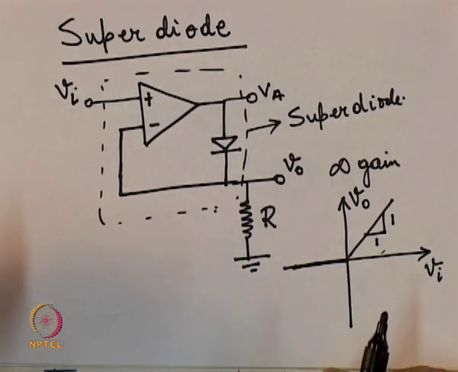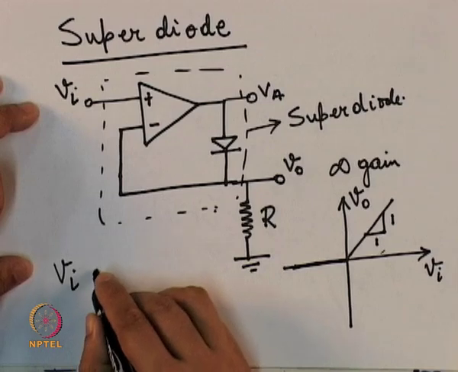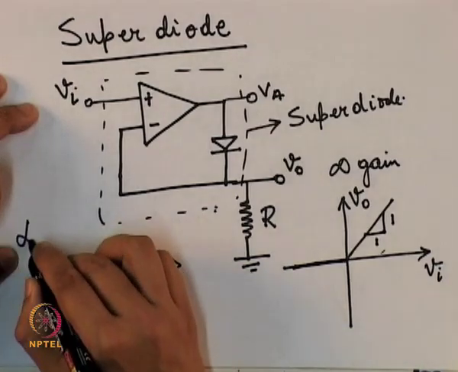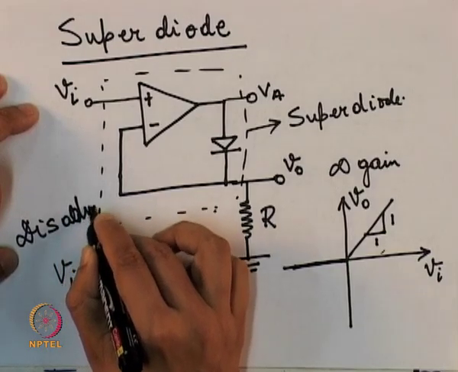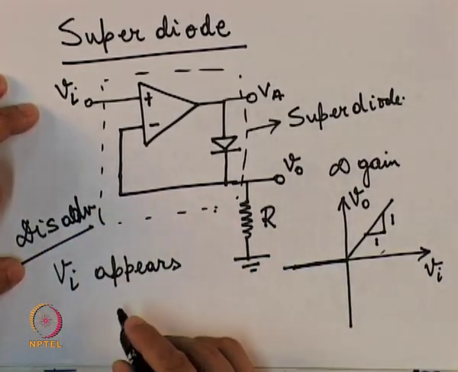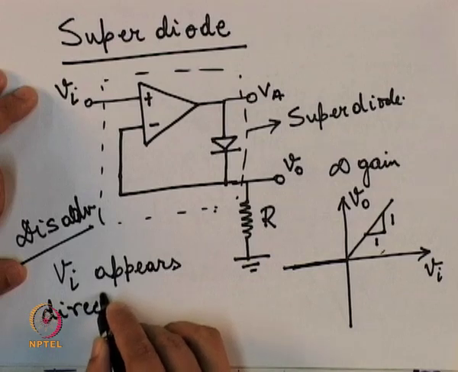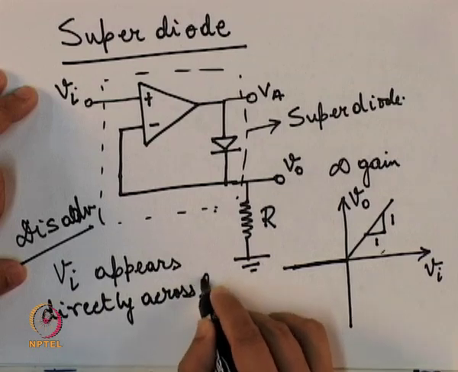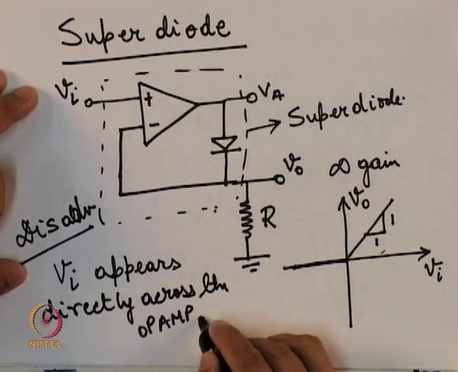Now, there is one small problem with this circuit. The disadvantage of this circuit is that Vi appears directly across the op amp terminal.